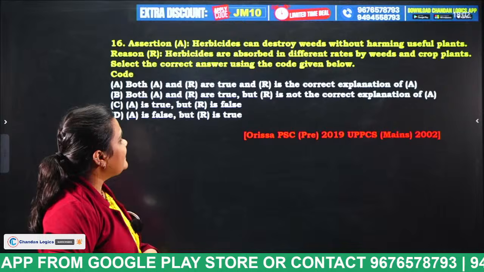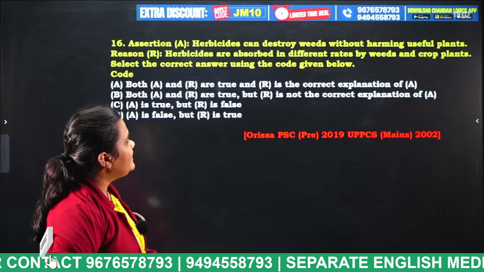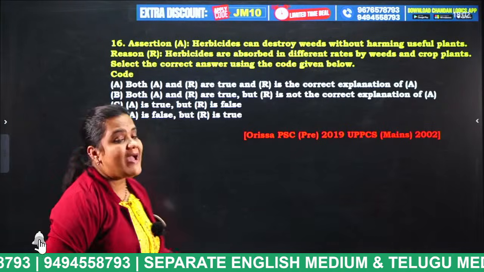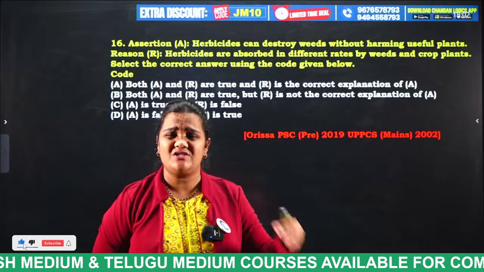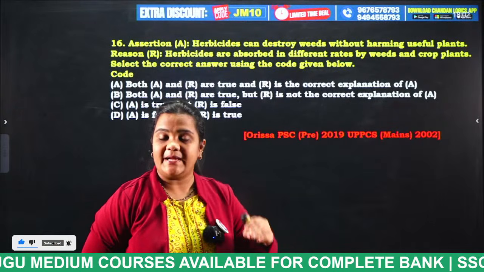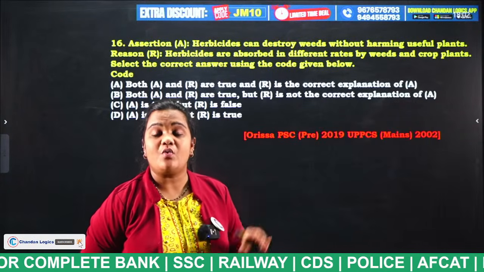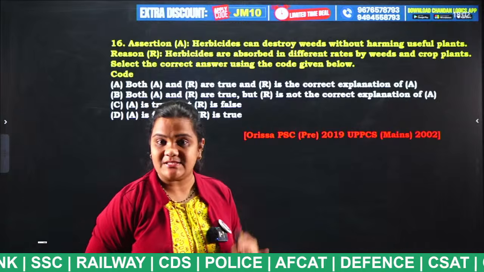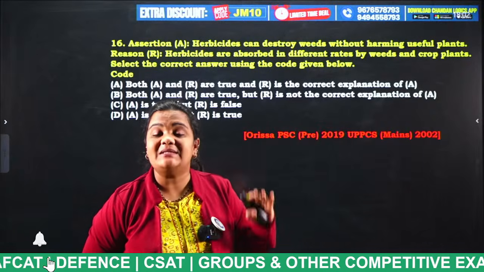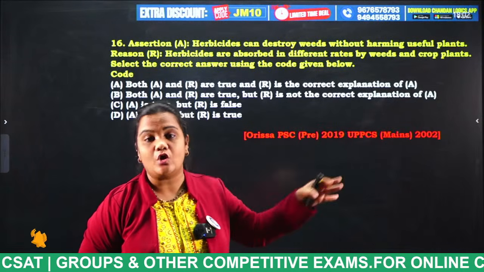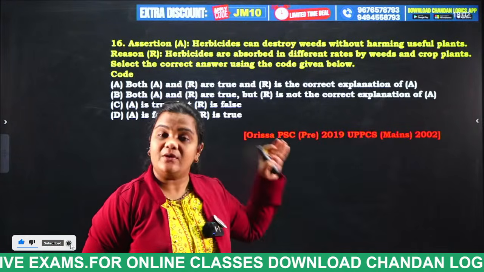Assertion: Herbicides can destroy weeds without harming useful plants. Reason: Herbicides are absorbed at different rates by weeds and crop plants. You all know weed plants, right? Weed plants are the extra, wasteful plants present around healthy plants. In order to destroy these weed plants, the farmers will spray herbicides. These herbicides will only destroy the weed plants and will not harm the healthy crop plants. That is what they are saying in the assertion and reason, and those are true.